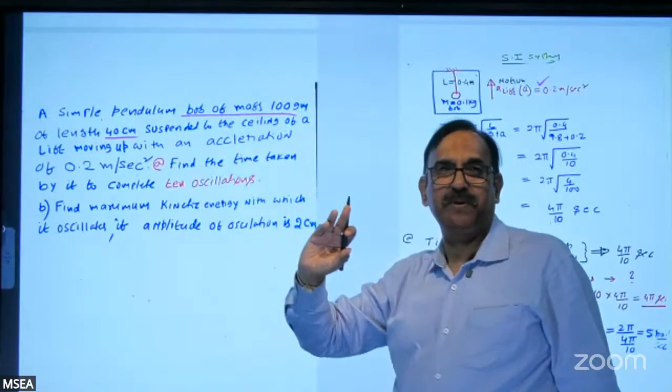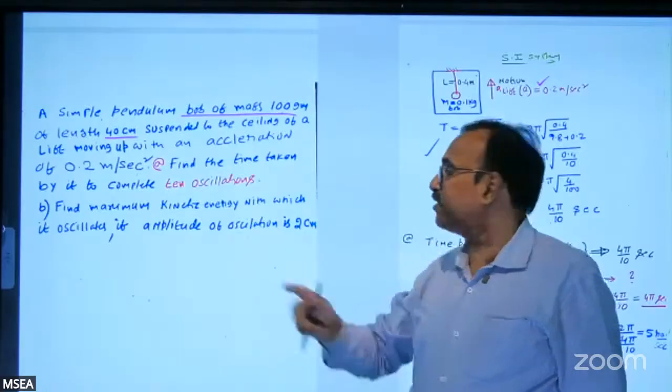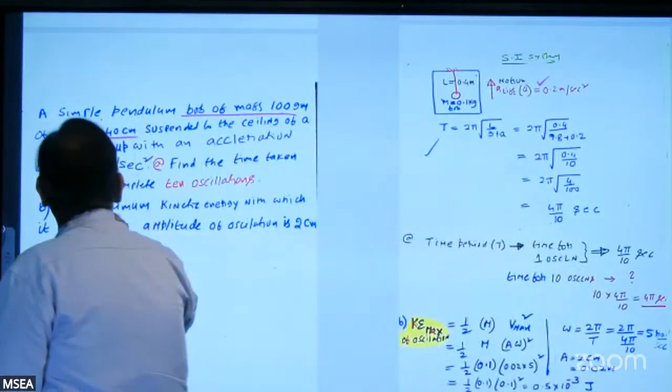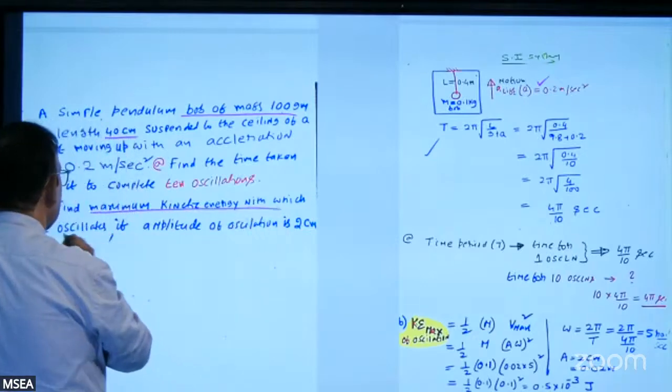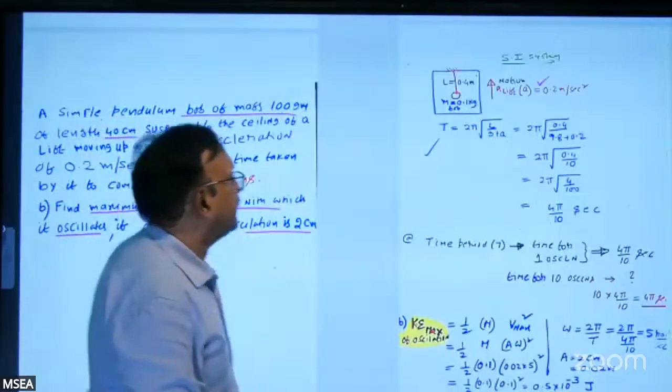He's not asking the time period. He's asking what is the time required for exactly 10 oscillations to be completed. And the other important bit is, what is the maximum kinetic energy with which it oscillates if its amplitude of oscillation is 2 centimeter.